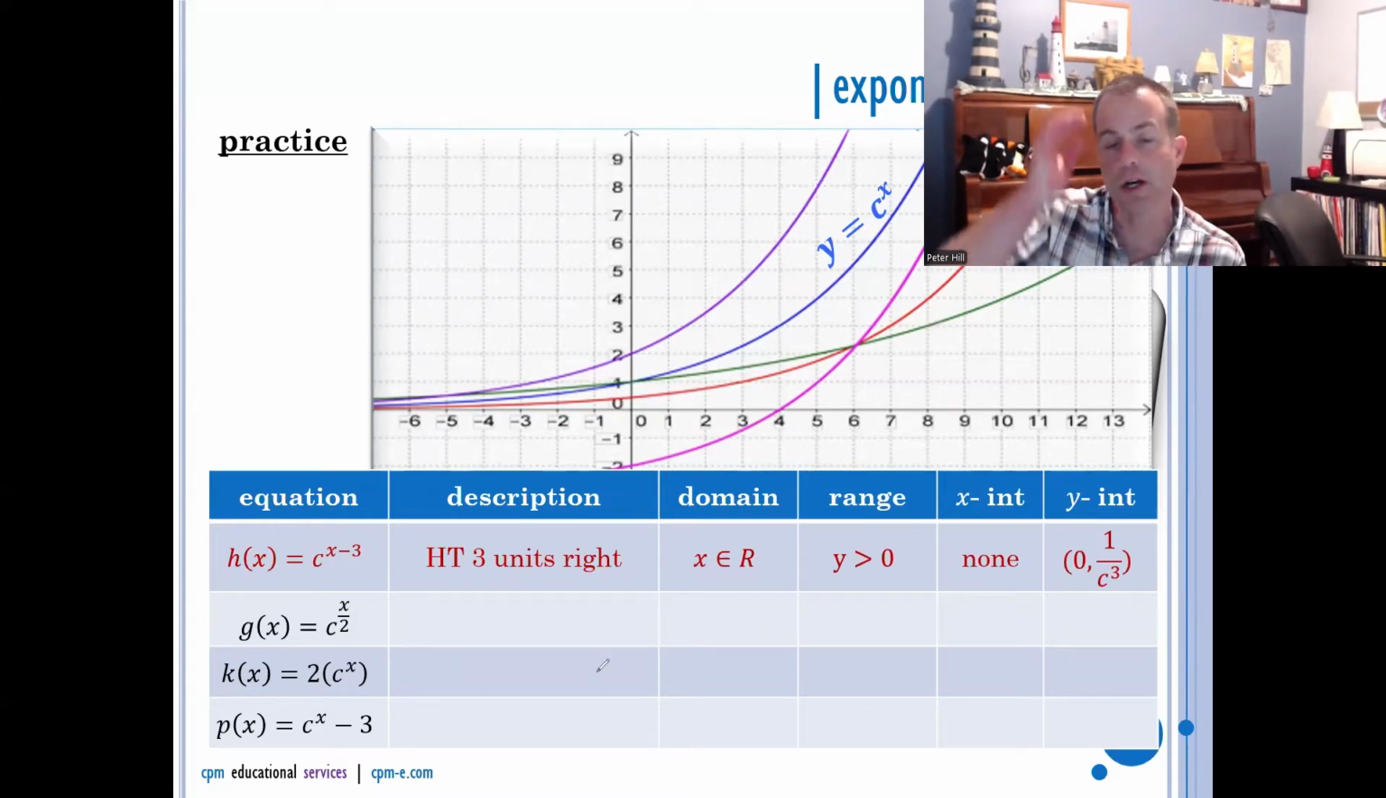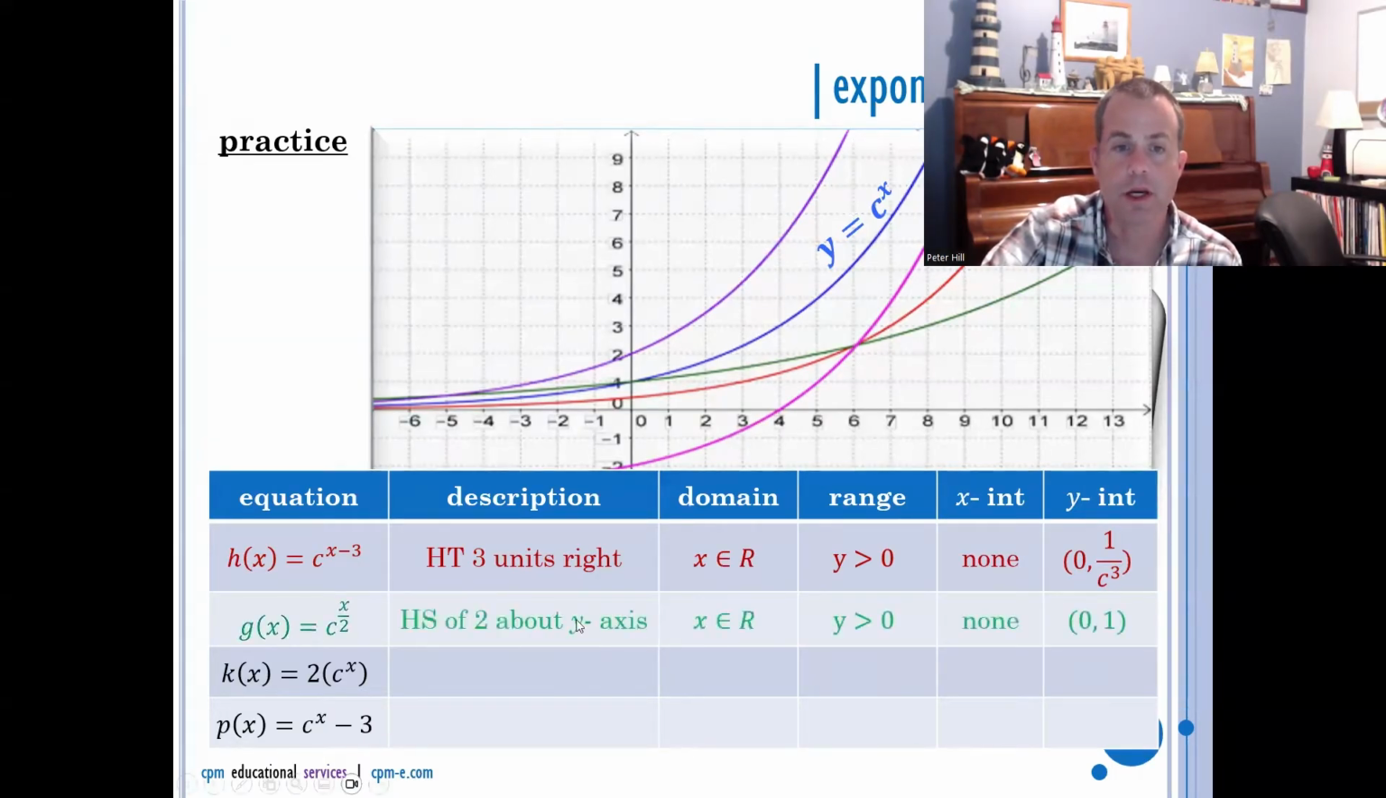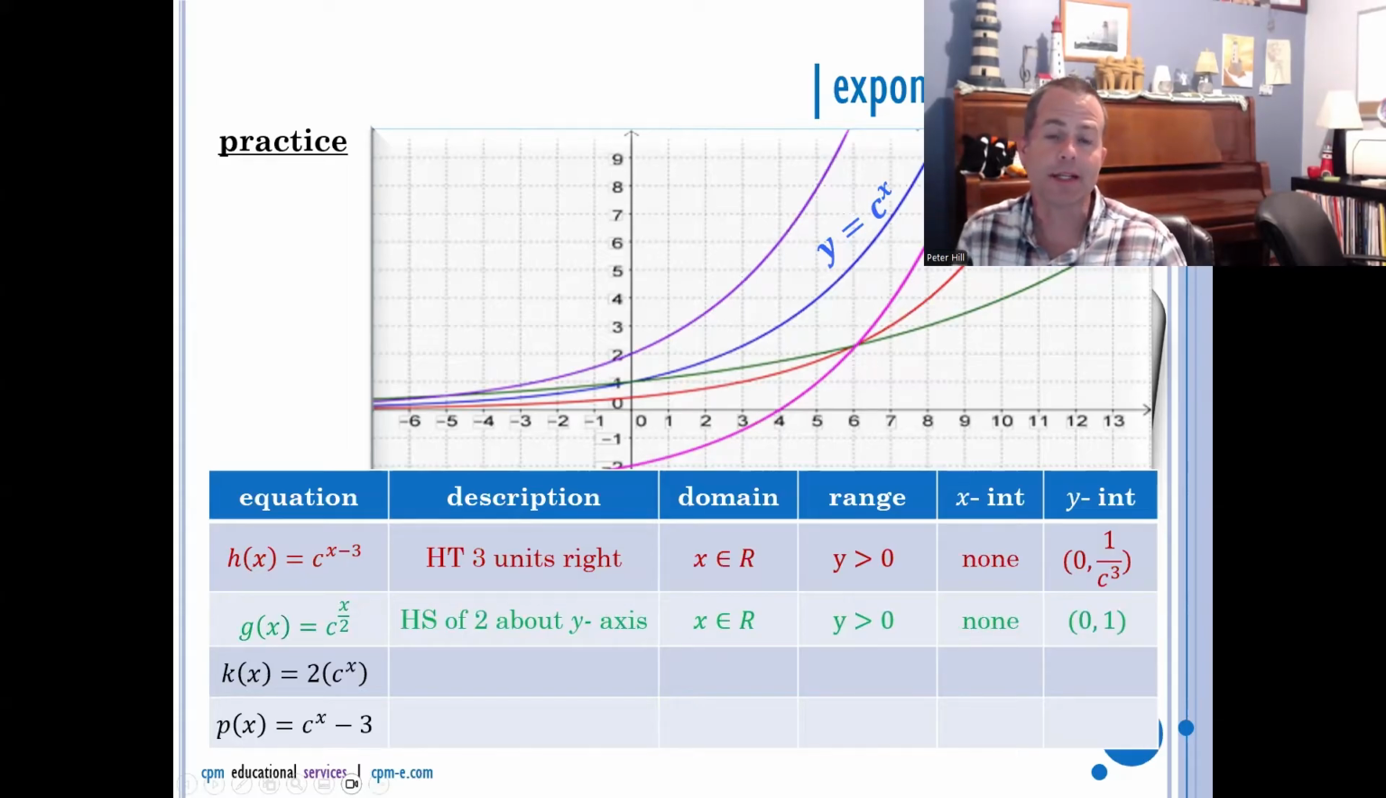I've got a description of a horizontal stretch by a factor of 2 about the y-axis. My domain would be real. My range would be greater than 0. And I'd have no x-intercepts. And my y-intercept would be 0, comma 1.